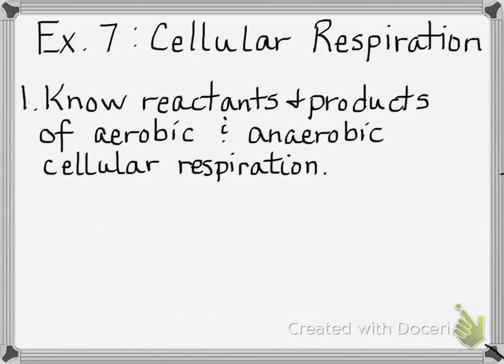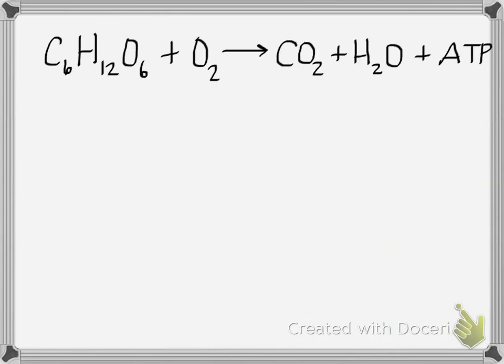Okay, let's move on to cellular respiration, guys. Page 77 and page 78. I'm going to start on page 77 with cellular respiration. Know the reactants and products of aerobic cellular respiration. That's the one that's on page 77. How do you know that one's aerobic? It's got oxygen as a reactant. So there's how I know this one's aerobic.